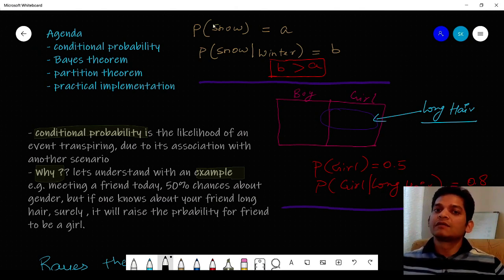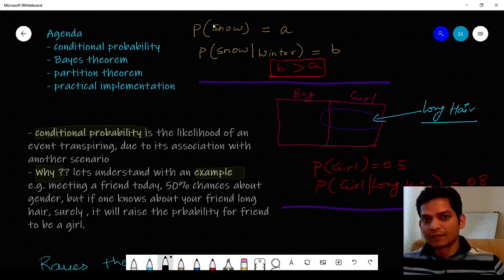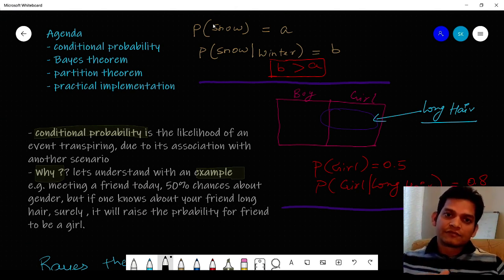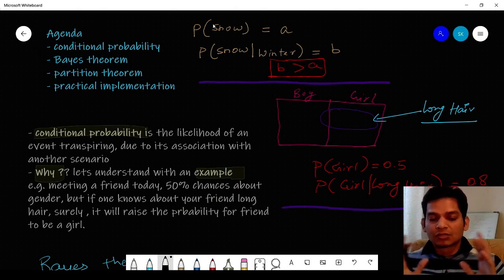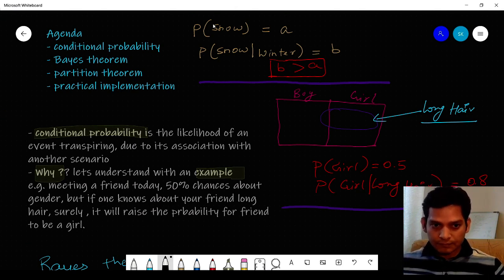But if you are given a condition that it's already winter today, in this season, what is the probability of snowing now? It will definitely increase, right? So providing an extra condition for your probability, and this whole framework, is called conditional probability. Further, when we see other examples, it will be clearer.